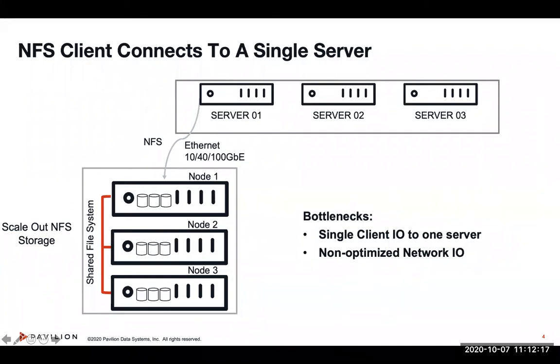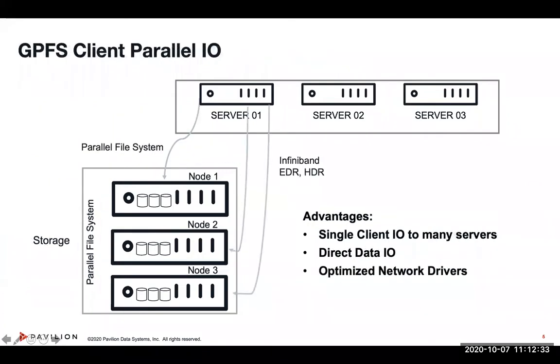It establishes a single connection. So if your server's connected, even though there are multiple nodes on the storage side, you're only connecting to potentially one of those storage nodes or maybe one of those blades in that design. Take a look now at how GPFS works and how this is really how these parallel file systems differentiate and drive that higher performance.